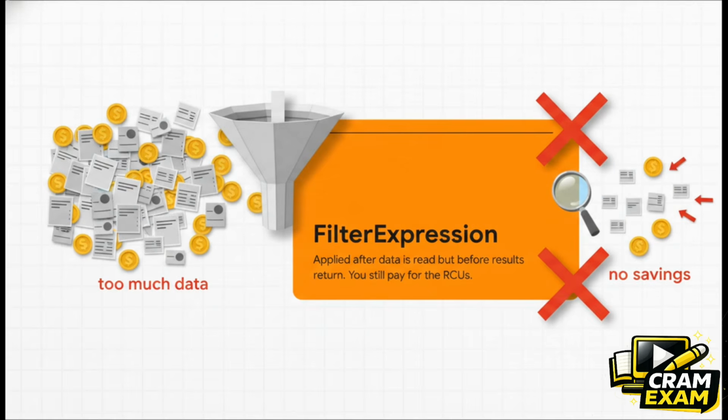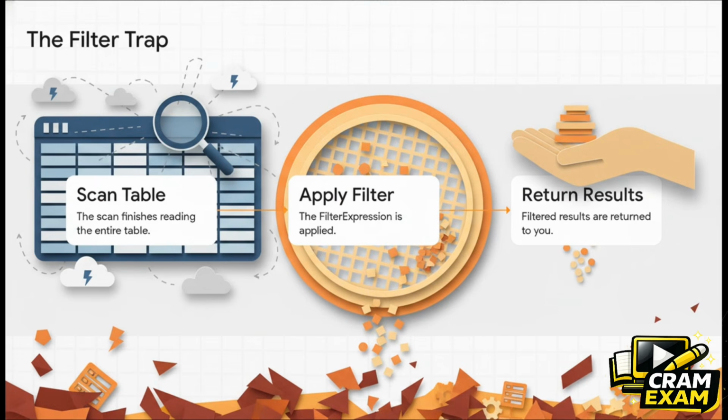And guys, here is where so many developers fail. I mean, both on the AWS DVA-C02 exam and in actual production environments. They realize the scan is returning way too much data, right? So they attach a filter expression to their code. They assume this acts kind of like a SQL where clause and that it's going to save them money and capacity. Let me be perfectly clear. It will not.